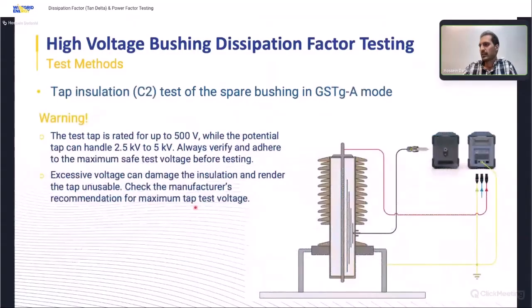About the test tap insulation, for a spare bushing, we apply voltage from the test tap, and then we connect the input of the device to the center conductor. We measure in GST-GA mode, which gives us the C2 value, but always check the voltage of the test tap. It's normally 500 volts, because if we apply higher voltage, we will damage the test tap. And if the test tap of a bushing is damaged during operation or during test, there is no chance to repair the bushing, and we should remove it and replace it with a new one. So always be careful about the test tap.